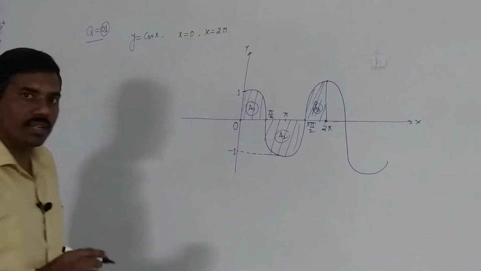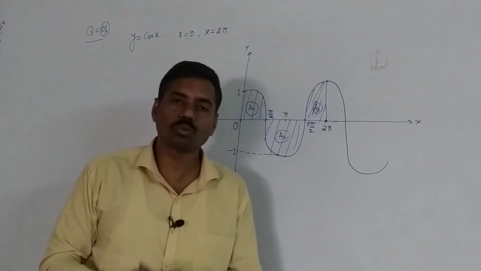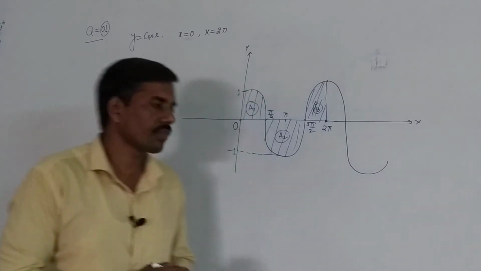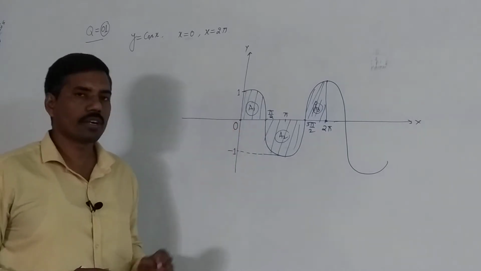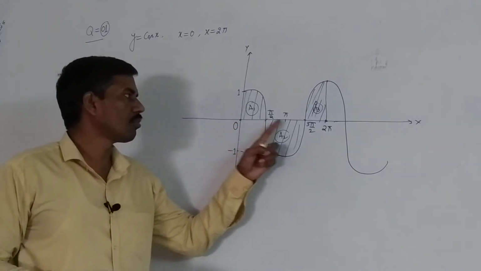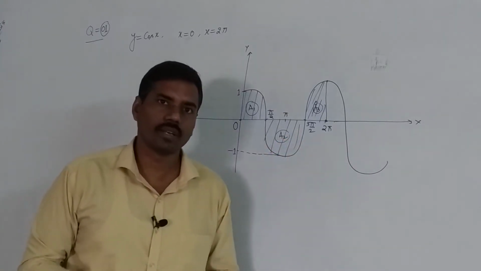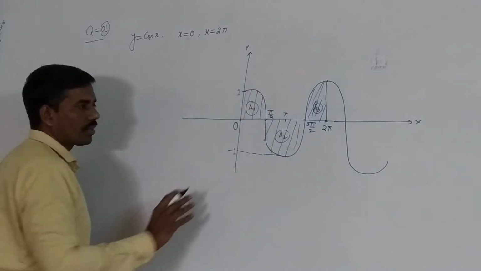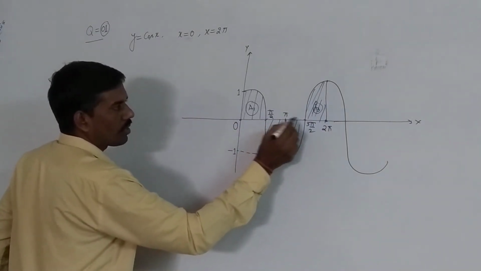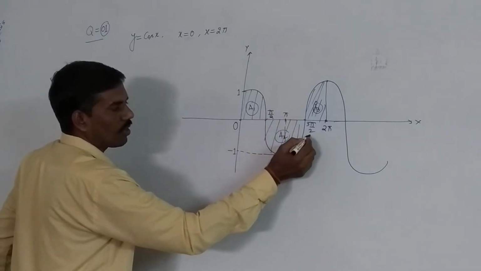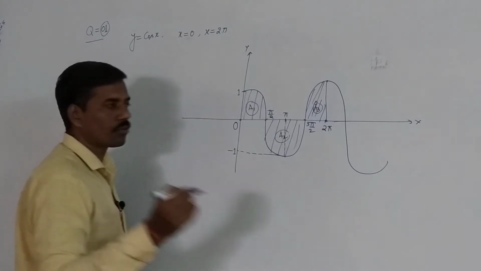So the area covered by cos x from x equals 0 to x equals 2 pi is divided into three regions. The first one is above the x-axis, from 0 to pi by 2, the second one is from pi by 2 to 3 pi by 2, and the last one is from 3 pi by 2 to 2 pi. Okay, clear? Cos pi is minus 1, pi plus pi by 2 is 3 pi by 2, and 3 pi by 2 plus pi by 2 is 4 pi by 2, that is 2 pi.